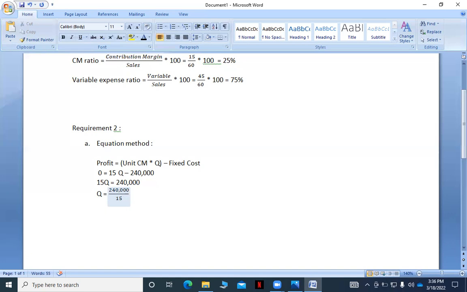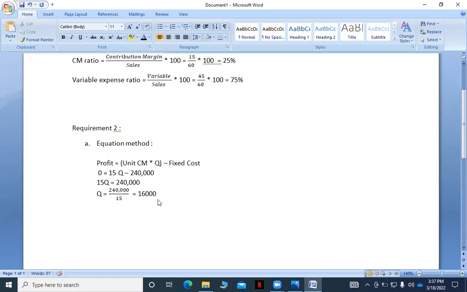So how much is the Q value? 16,000. So 16,000 is our Q value, or we can say our break-even point is 16,000. Okay, so 16,000 is our break-even point. Is it clear? Everyone clear? Yes, sir.